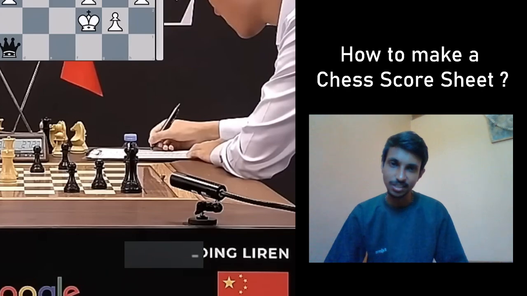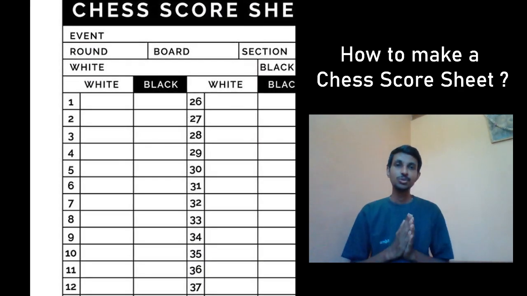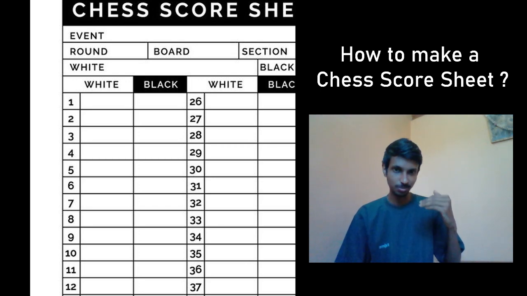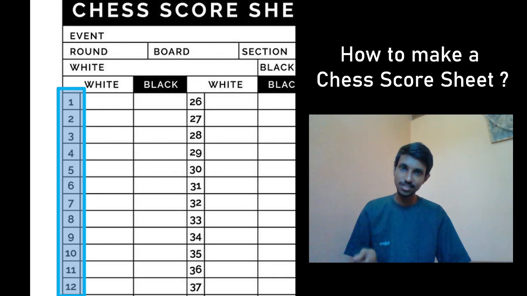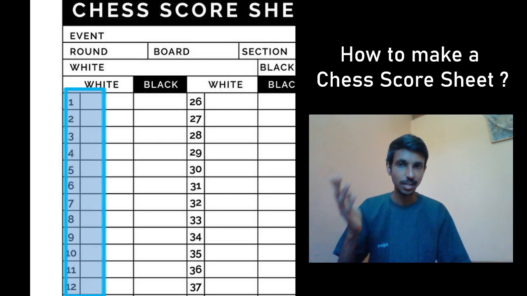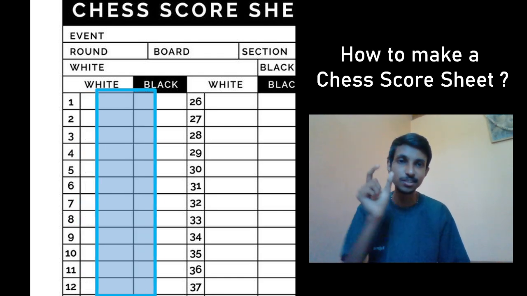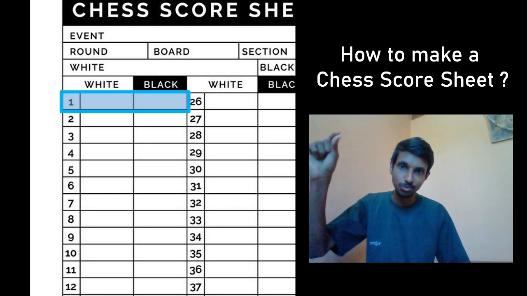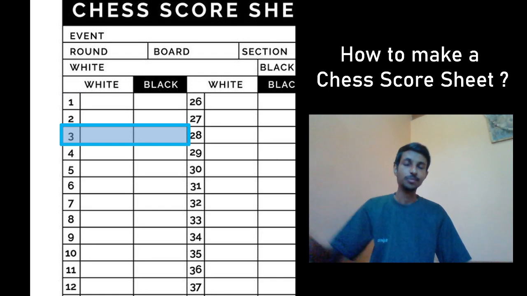Usually, these players are given a sheet called a chess score sheet. It's like a table with three columns. In each of the blocks, you write down what move each player is playing, both white and black. The first column shows the move order: first move, second move, third move. The second one is what move white plays, and the third one is what move black plays. So it goes step by step. In the first move, what does white play, what does black play? Second one, what does white play, what does black play? Third, and it goes on.